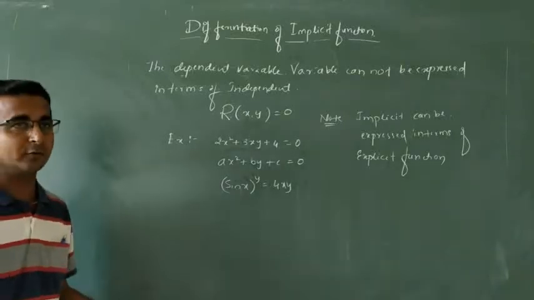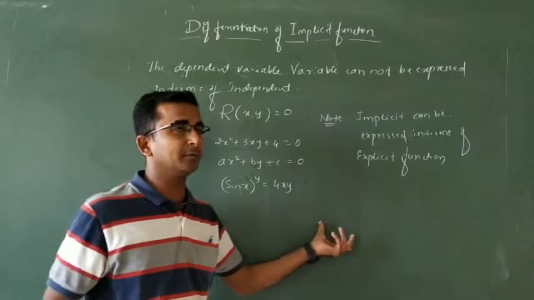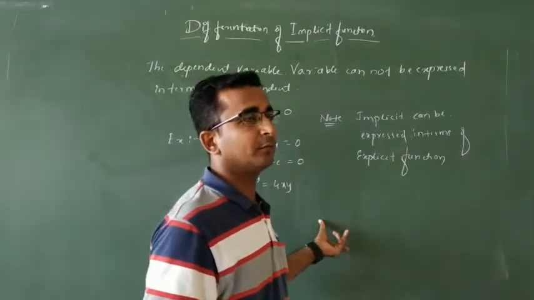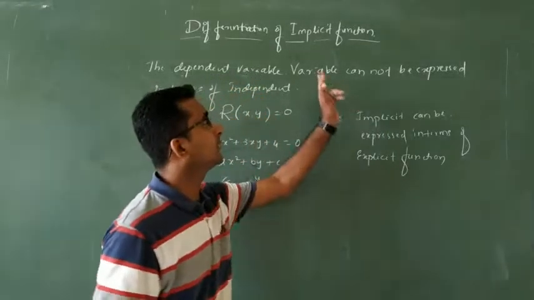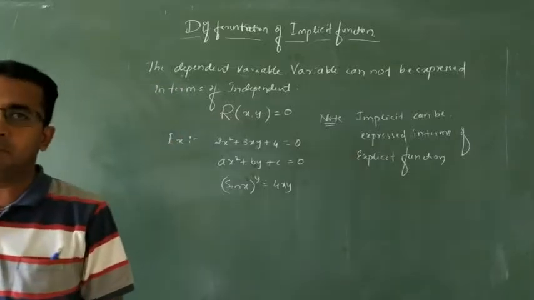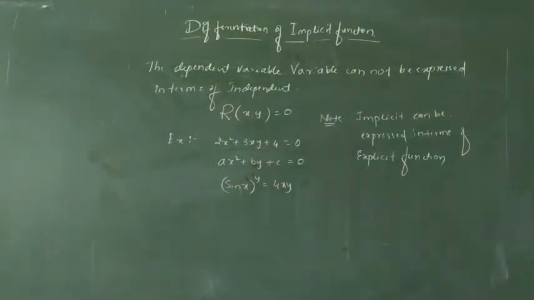Whenever terms in xy come together, at that time you should consider that it is the implicit function. Getting? Okay.